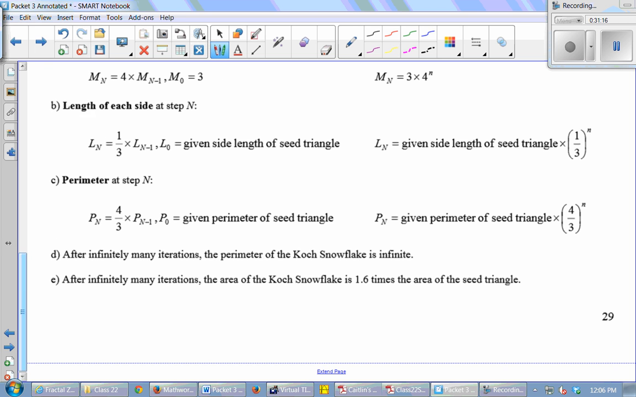After infinitely many iterations, the perimeter of the Koch Snowflake is infinite. And after infinitely many iterations, the area of the Koch Snowflake is 1.6 times the area of the seed. So if you know the area of the seed, you know the area of the final infinite Koch Snowflake. And that area turns out to be finite. Are you surprised? Yeah. So it has finite area.